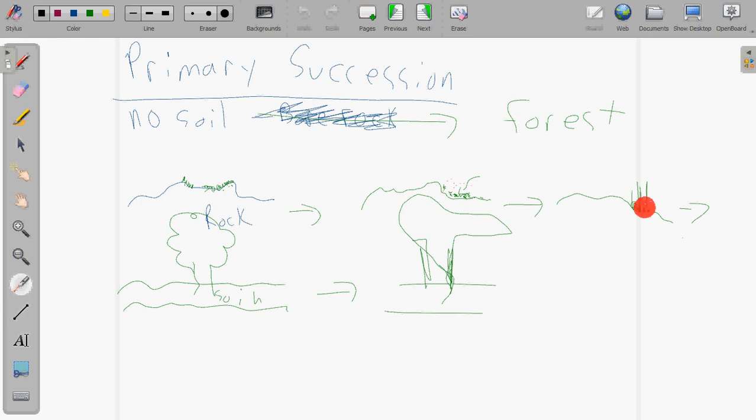And as the grasses grow, they break down the rock more. The grasses die, they become soil. And so eventually you might get some little shrubs in the new soil. And then you might get some trees. So that's primary succession. You're going from no soil to a forest over a long time, maybe hundreds of years. Okay.